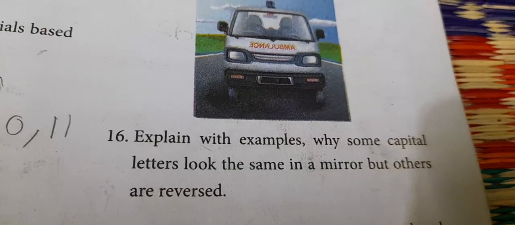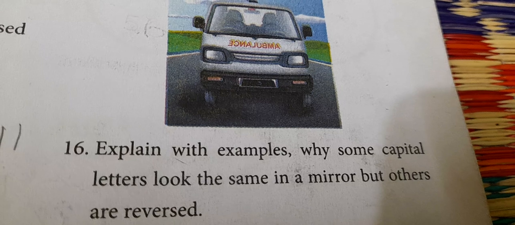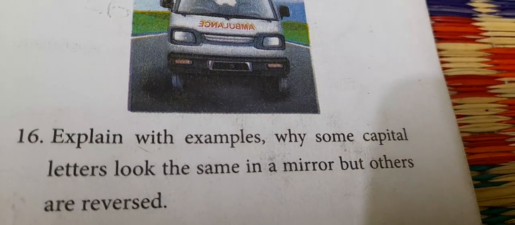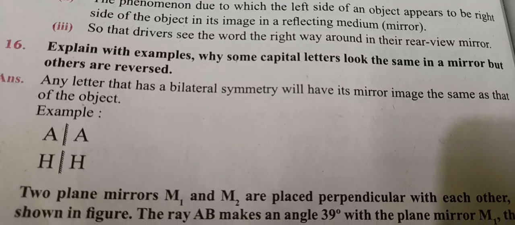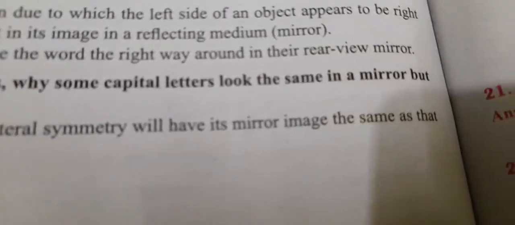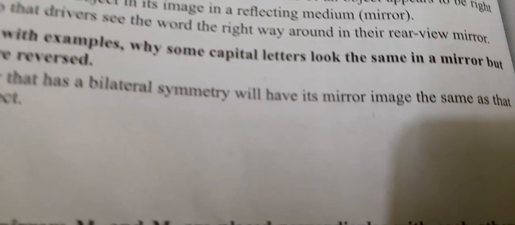Next, the 16th question: explain with example why some capital letters look the same in a mirror but others are reversed. Any letters that have a bilateral symmetry will have the mirror image the same as the object. Example: A, H.